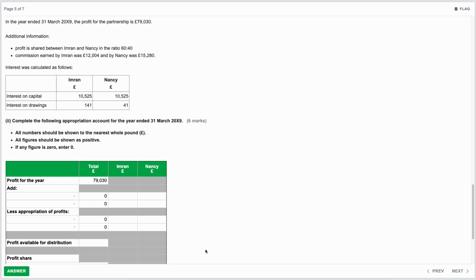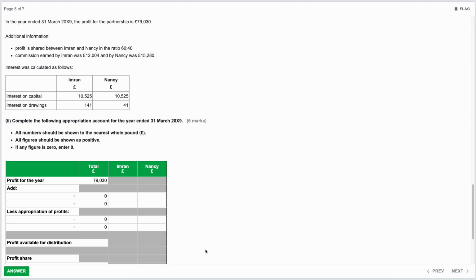Okay, moving down then. So in the year ended the 31st of March 20x9, the profit for the partnership is £79,030. And then we've got some additional information. Profit is shared between Imran and Nancy in the ratio of 60-40. Commission earned by Imran was £12,004 and by Nancy was £15,280. Interest was calculated as follows, and we can see we've got interest on capital and interest on drawings. Part 2, complete the following appropriation account for the year ended the 31st of March 20x9. All numbers should be shown to the nearest whole pound.